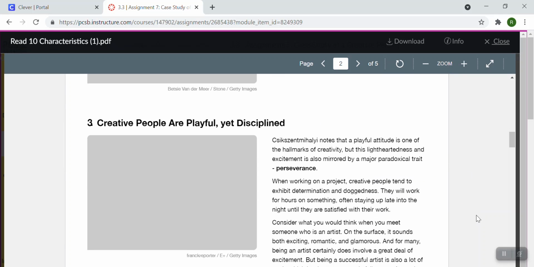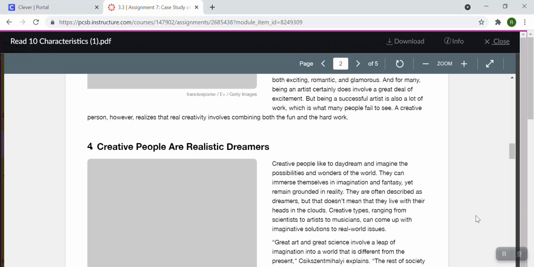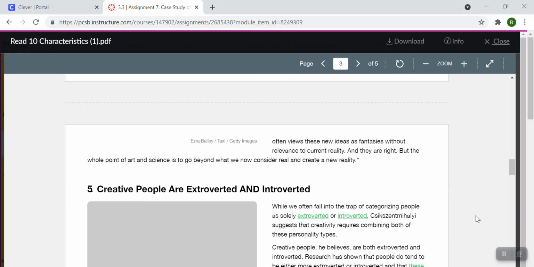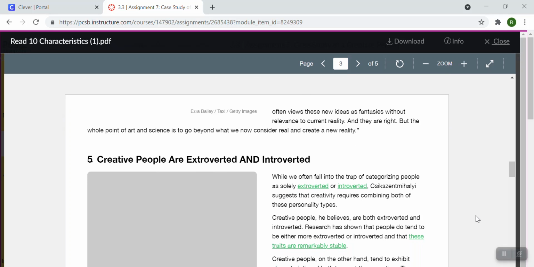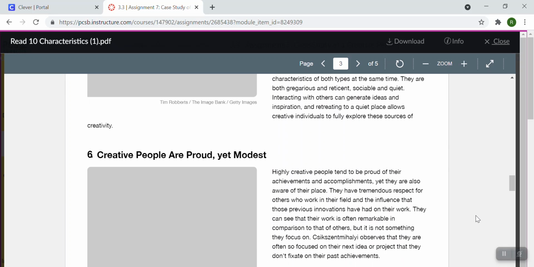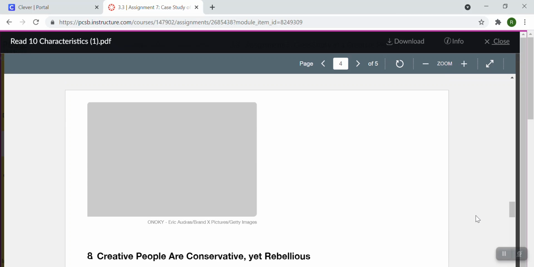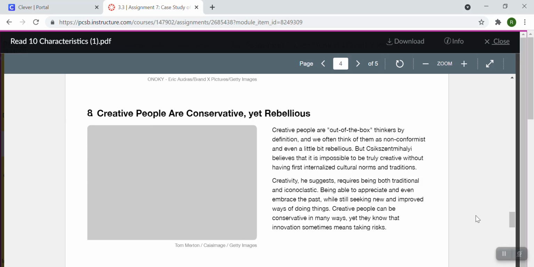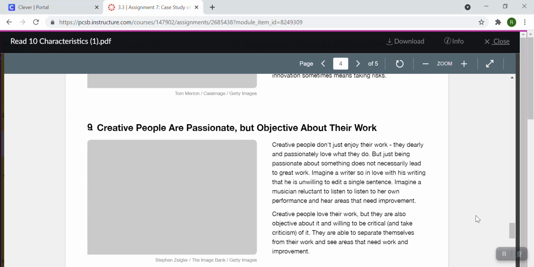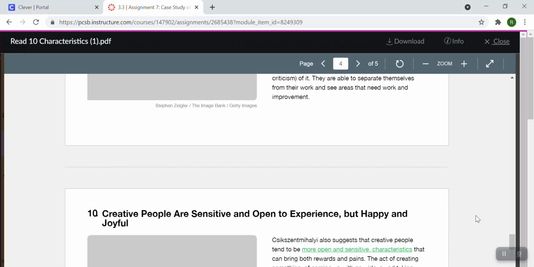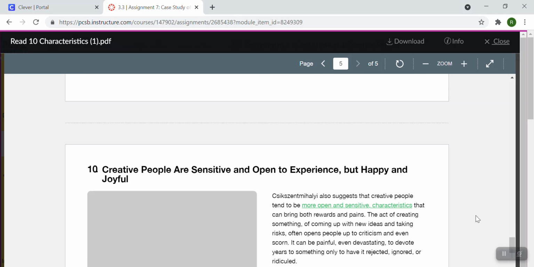Creative people are playful yet disciplined. Creative people are realistic dreamers. Creative people are extroverted and introverted. Creative people are proud yet modest. Creative people are not weighed down by rigid gender roles. Creative people are conservative yet rebellious. Creative people are passionate but objective about their work. And creative people are sensitive and open to experience but happy and joyful.